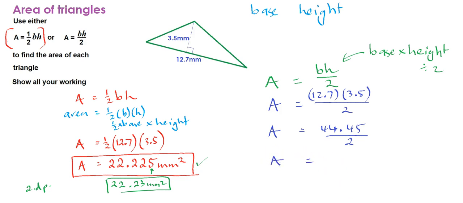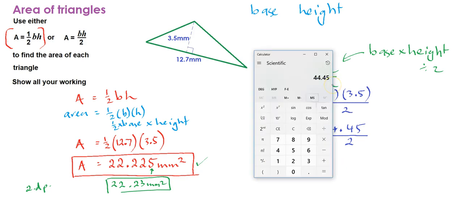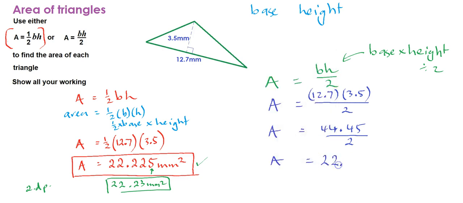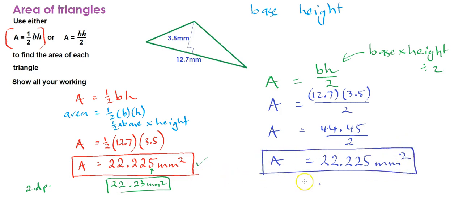So area equals 44.45 divided by 2. So what is that? 22.225. 22.225 millimeters. Use your unit of measurement, and it's always square units when we talk about area. Finished.